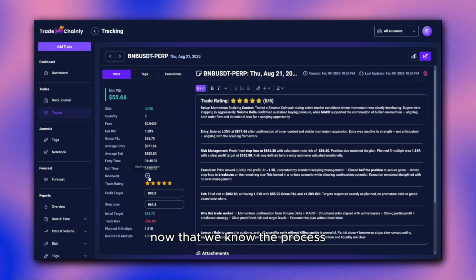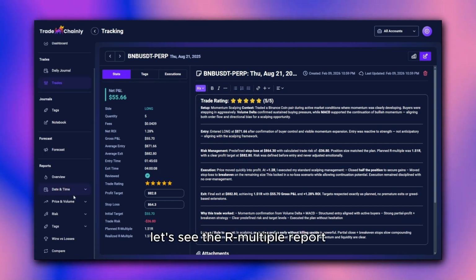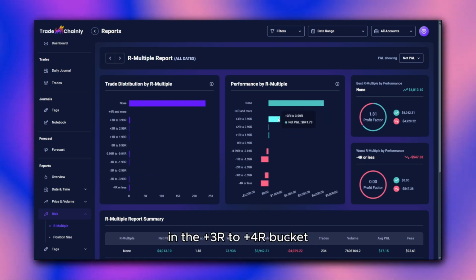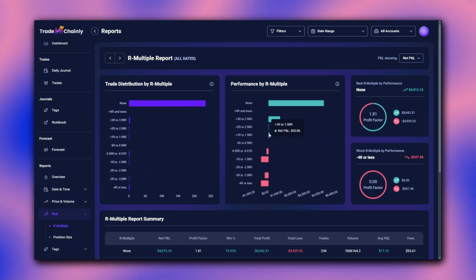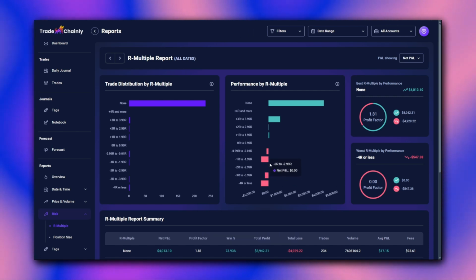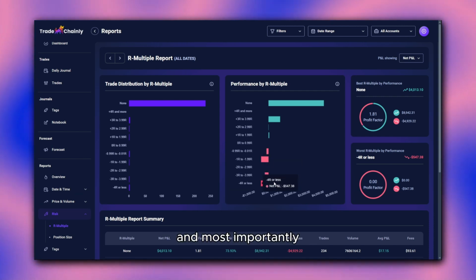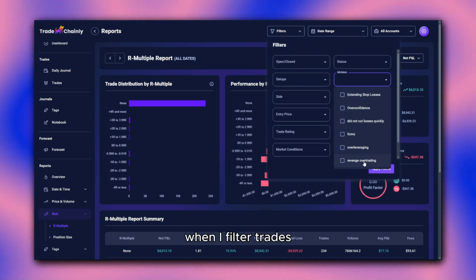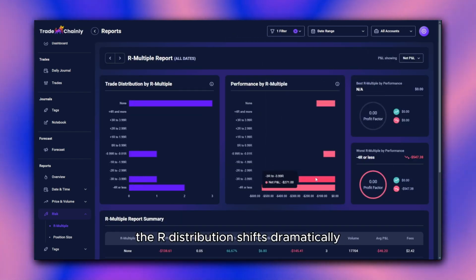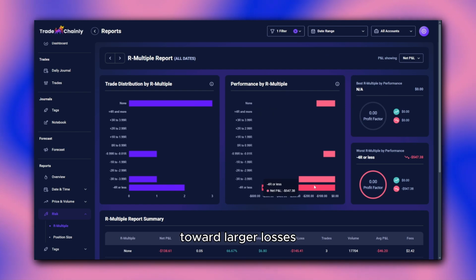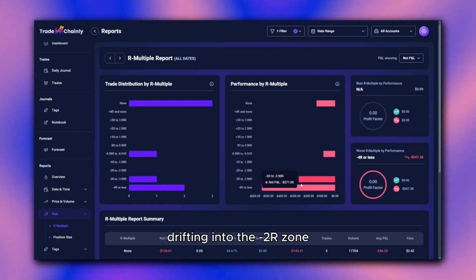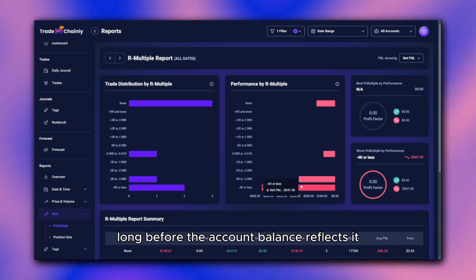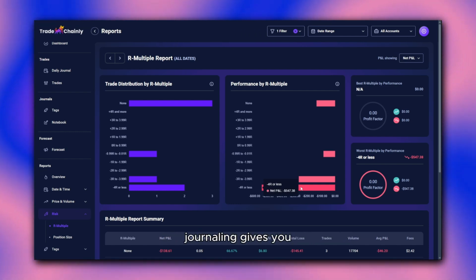Now that we know the process of how I manage and track my risk, let's see the R multiple report. Most of my winners live in the plus 3R to 4R bucket. When I look at this report, I can see exactly where my winners live, where my losses cluster, and most importantly, where my behavior changes outcomes. For example, when I filter trades tagged with revenge trading, the R distribution shifts dramatically toward larger losses, and when I see more trades drifting into the -2R zone, it tells me risk discipline is slipping, long before the account balance reflects it. That's the feedback loop journaling gives you.